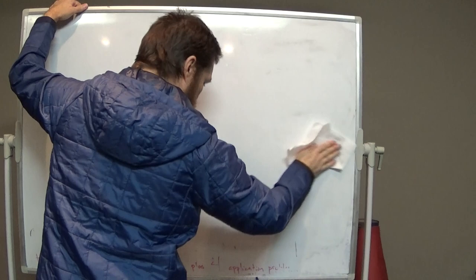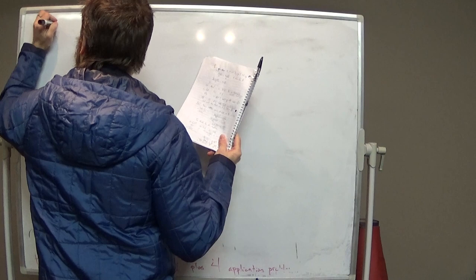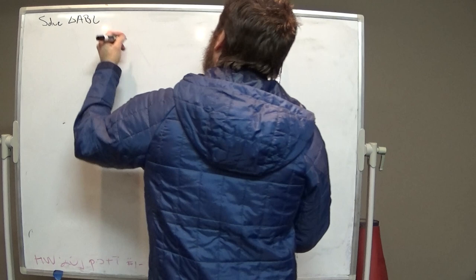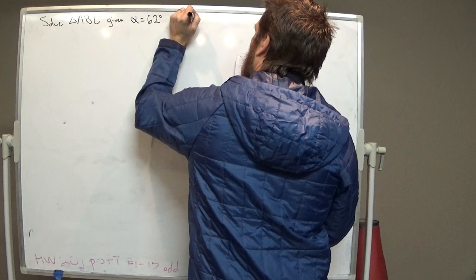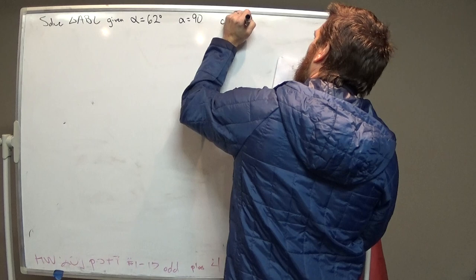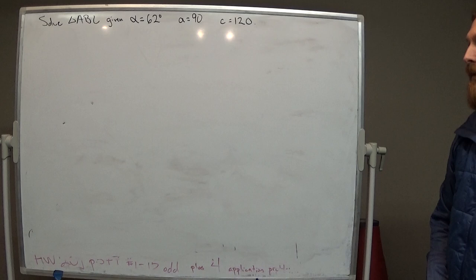First example, solve triangle ABC. This is how it's written in your book, solve ABC, given alpha is equal to 62 degrees, A is equal to 90, and C is equal to 120. Now right away, you can't tell, right? You can't look at those and go, oh, yes, A is going to be too short. You don't know that, right? Exactly, looking at that, you can't tell.